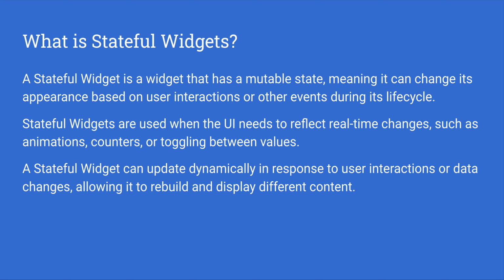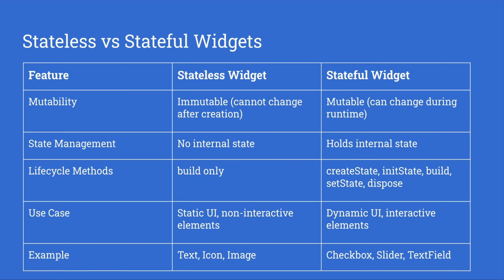So stateful widgets are used when the UI needs to reflect real-time changes such as animations, counters, or toggling between values, checkbox value. A stateful widget can update dynamically in response to user interaction or data changes, allowing it to rebuild and display different content. So for the stateless widget and stateful widget, what are the different key features?